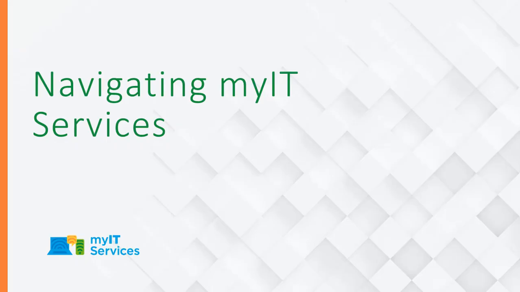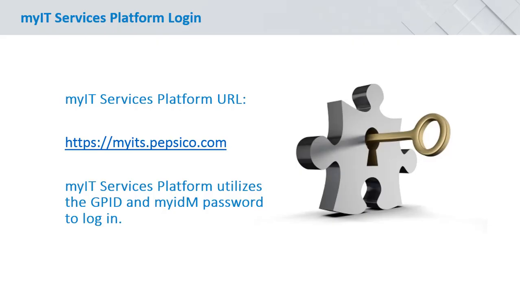Next, we will show you around the myIT Services tool. Users are able to log into myIT Services on any internet-connected device. The tool is web-based and the user's ID and password are their GPID and myIDM password. The recommended browser for myIT Services is Chrome. When using a mobile device, the users must use the native browser. For example, Safari is used on an iPhone. PepsiCo does not use a mobile app for myIT Services.